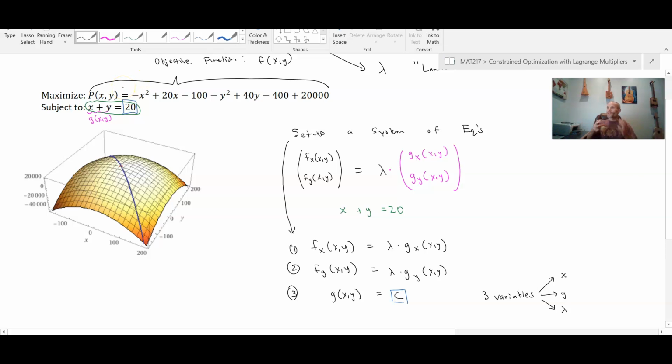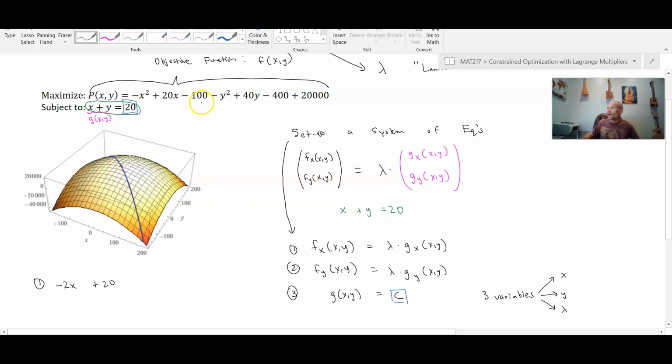All right. So we could, again, use something like Wolfram Alpha or some sort of technology to compute our partials. But for us, that's simple enough. The partial of this with respect to x will be f sub x of xy is negative 2x plus 20.